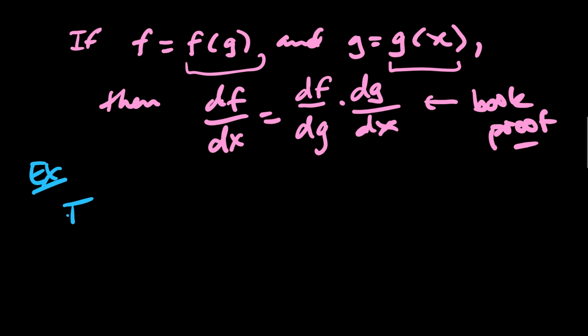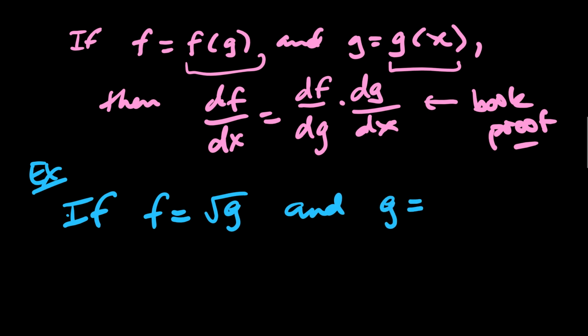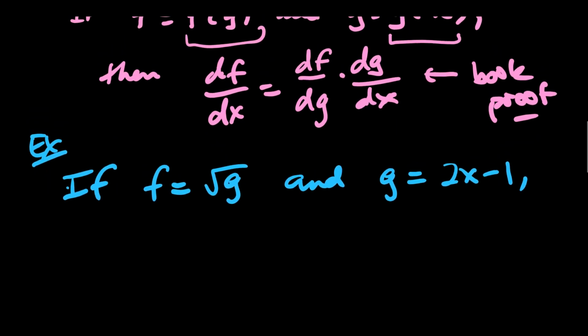So let's say f is a function of g. So it's, let's say, square root of g. And then g is a function of x. So let's say that would be 2x minus 1. Then what we have when we do the composition is f of x is the square root of 2x minus 1.